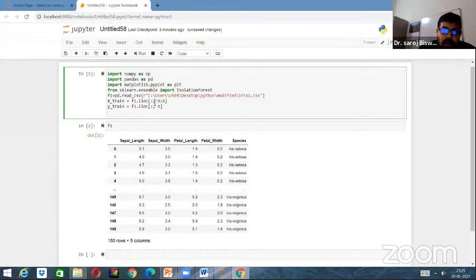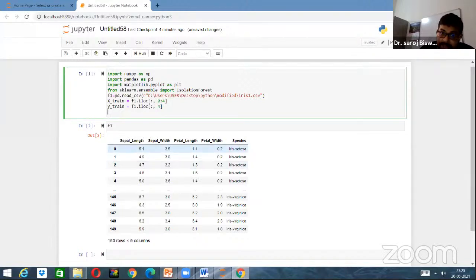We are talking about all the rows. So we are taking all the rows. And from the field of columns, how many are we taking? We are interested to check from the first to this one.